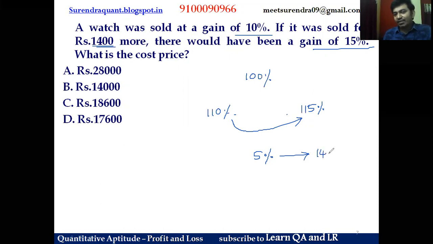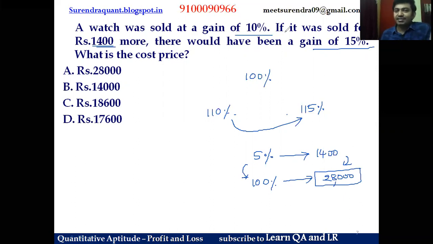If 5% is 1,400, what is the CP of the watch? 100% is what? So this is 20 times. So 20 times 1,400 is 28,000.